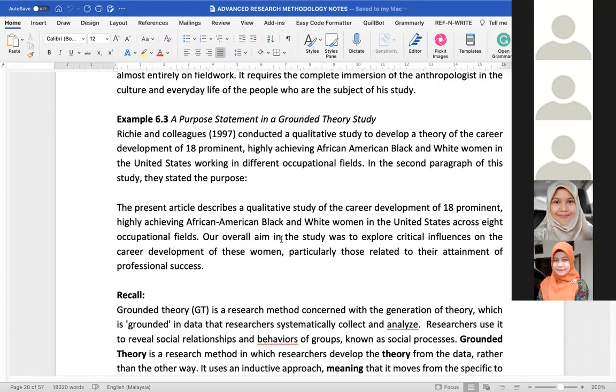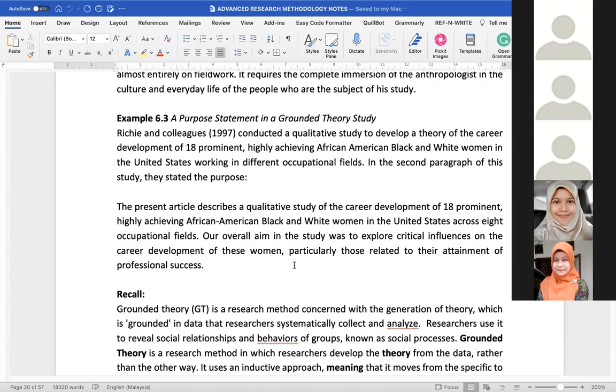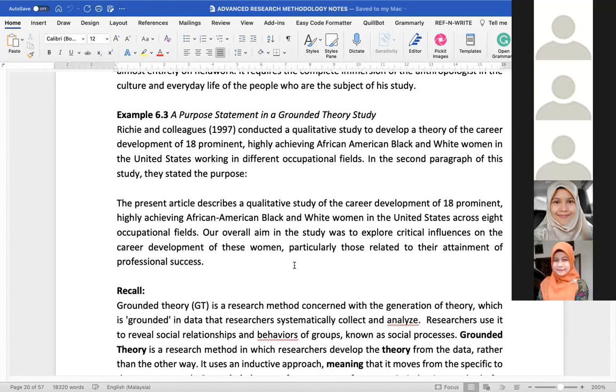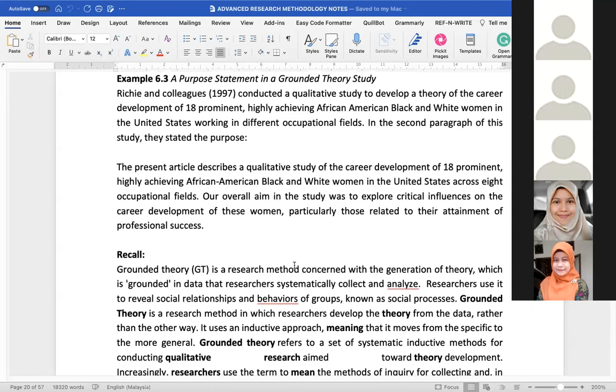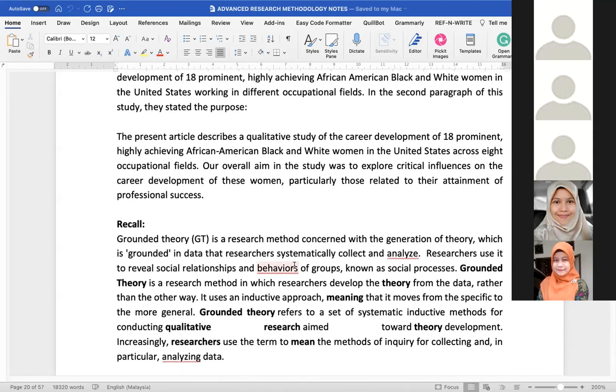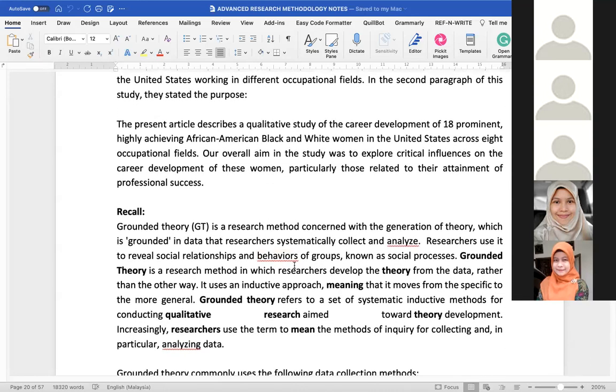Our overall aim in the study was to explore critical influences on the career development of these women, particularly those related to the attainment of professional success. This is a purpose statement of a grounded theory. Recall, grounded theory is a research method concerned with the generation of theory. So the purpose of grounded theory is to generate a theory which is grounded in data. So the theory comes from the data.